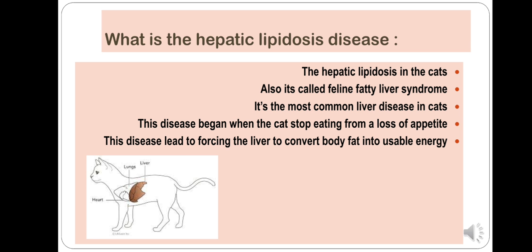Now, this disease begins when the cat stops eating from a loss of appetite, which forces the liver to convert body fat into usable energy. But if this process continues for too long, fat builds up in the cells of the liver, and the disease has officially onset. We should note that the chances of hepatic lipidosis occurring are greater if the cat was overweight or obese before the anorexia began.